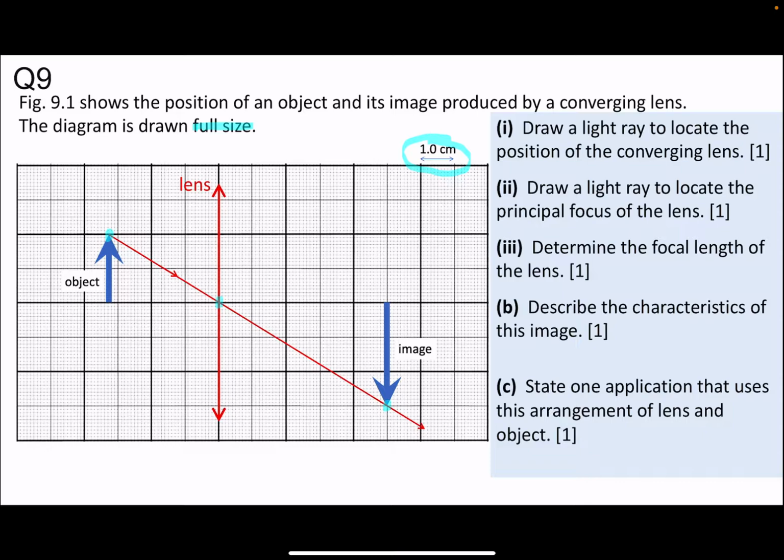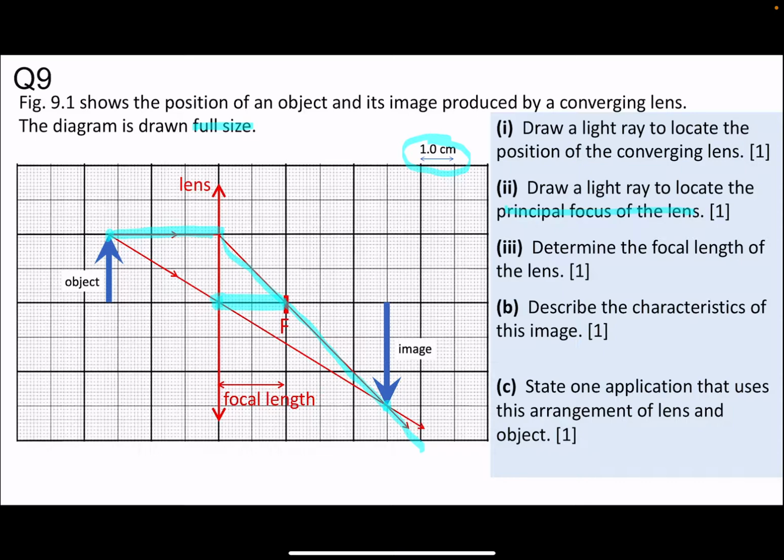Okay, and to locate the principal focus of the lens, we will draw a light ray that is parallel to the principal axis. From there, it will go down to the image, and from there we can determine where the principal focus of the lens is. And from there, we can determine the focal length. The focal length refers to the distance from the optical center to the principal focus. So this refers to the focal length.